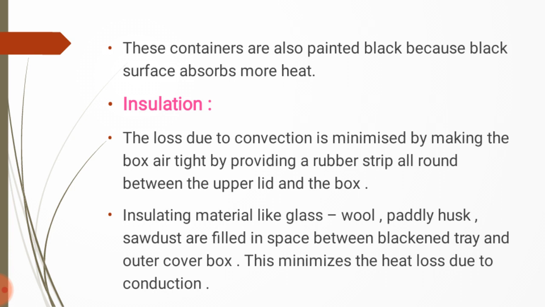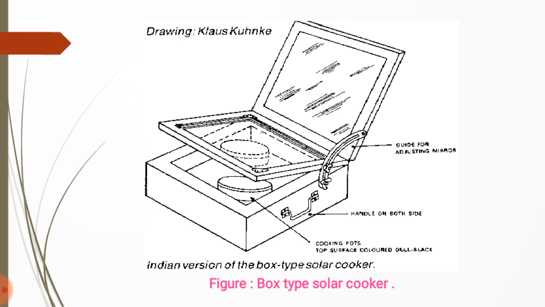There are two heat losses generally in a solar cooker, conduction and convection. The convection heat losses can be minimized with the help of the insulating material, glass wool, which we insert between the blackened tray and the outer cover box. And conduction is minimized with the help of the insulation. So this material plays a role for both heat losses, convection and conduction. This insulation is very important for the solar cooker, because it indirectly helps to improve the efficiency of the solar cooker. So this is all about the construction of the solar cooker.